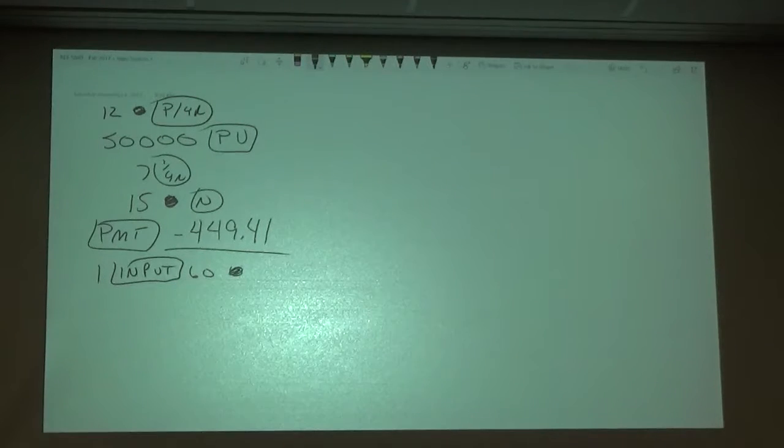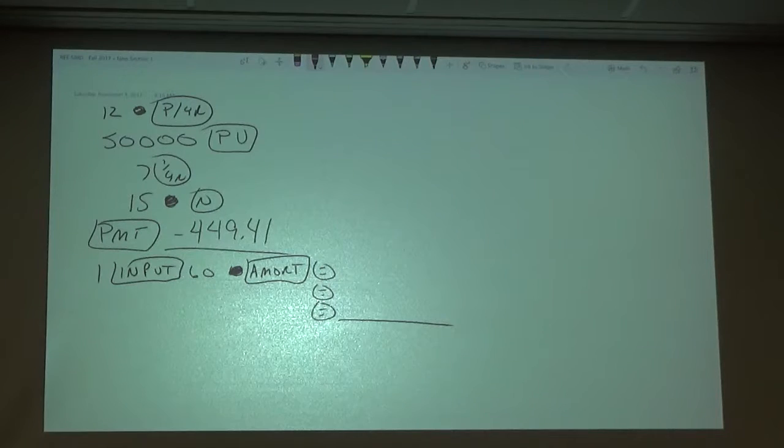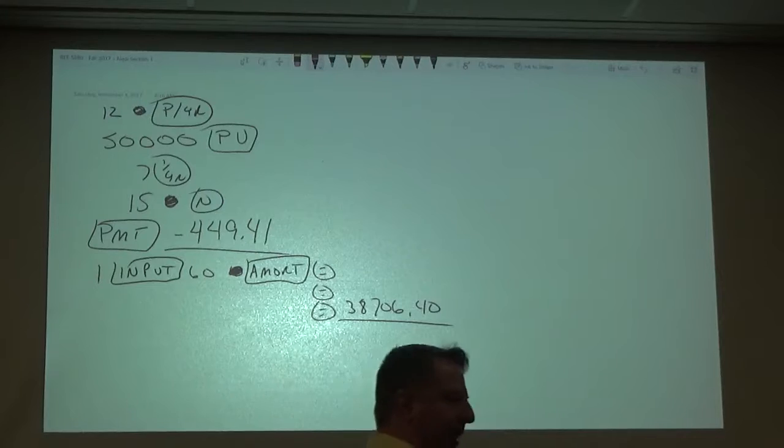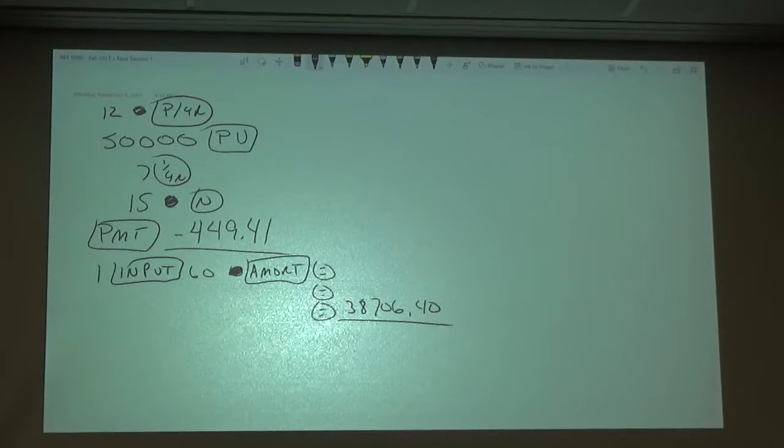1 input 60, shift, amortize, equal, equal, equal, but the only equal that we actually care about is the last one because that's the balance. So the balance on that would be $38,706.40. Okay? Now, one of the things that you may or may not have picked up on about what I just said was, that's one way to do it. So if there's one way to do it, that means there's probably another way to do it. The other way to do it would be to use what function?